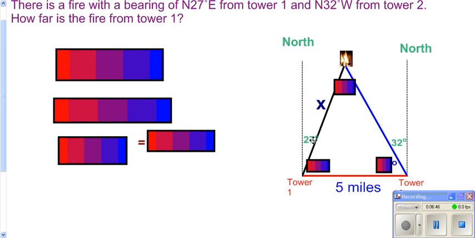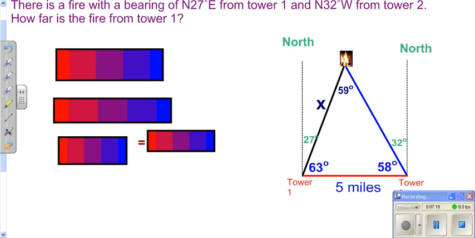This angle 27 and this angle down here have to form a right angle here, so we go ahead and figure that out. Same idea over here. These two angles have to form a right angle, or 90 degrees. Well, we now know two of our angles, so we can figure out our third angle. Now, we're trying to figure out how far the fire is from our first tower. That would be this side here, side x.